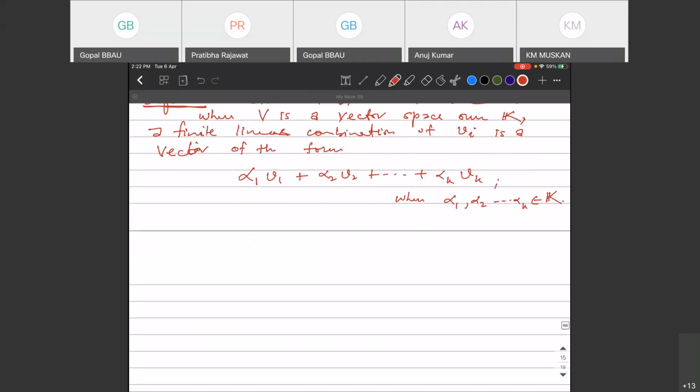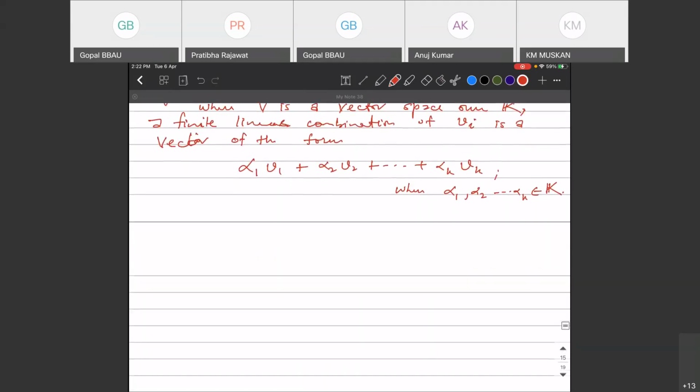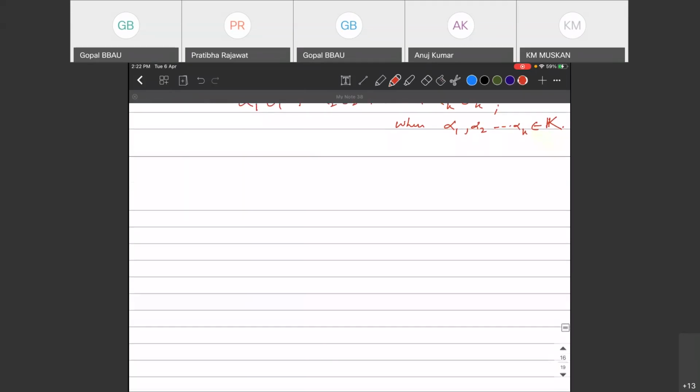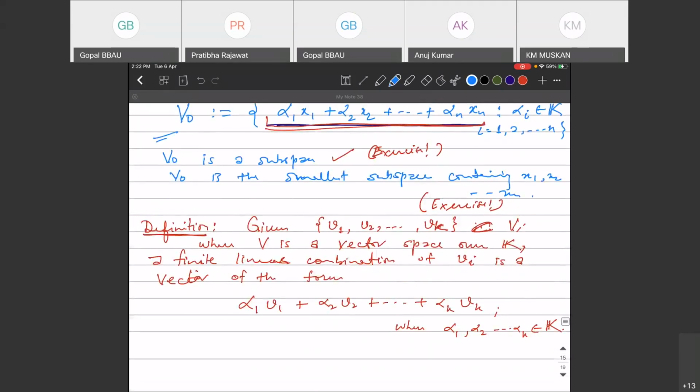That's good. So what we have just proven above is that this set, so here this V0 is nothing but the set of all linear combinations of x1, x2, xn.